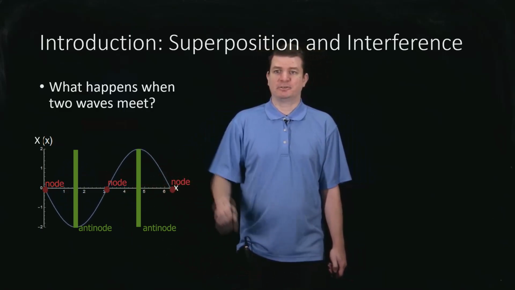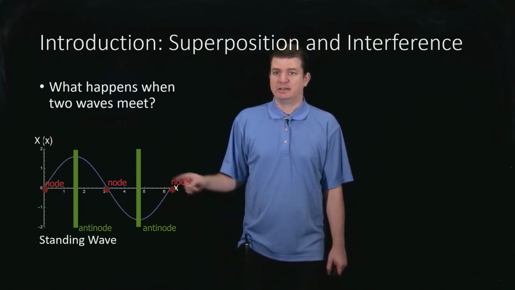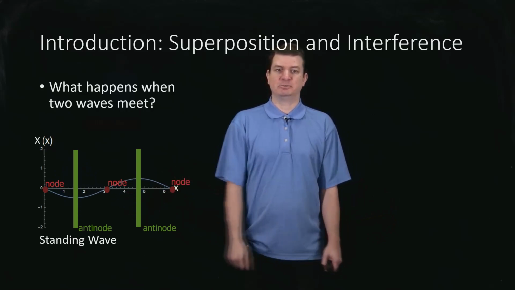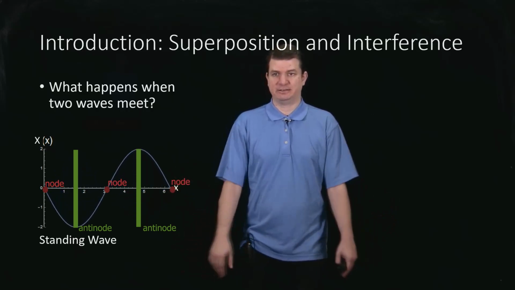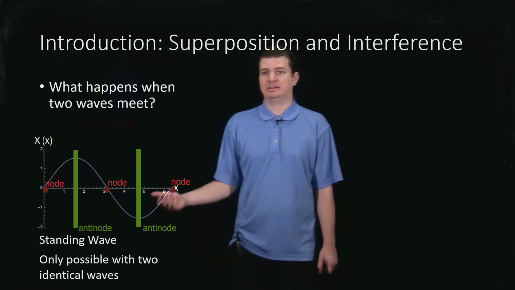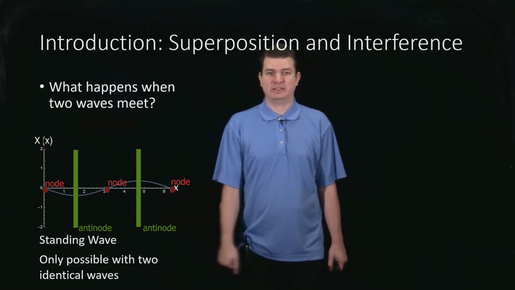Okay, and this whole thing is called a standing wave. It's called a standing wave because, as you see, this thing, which is the superposition of two moving waves, is not moving in itself. So we call it a standing wave. It is only possible to create a beautiful standing wave like this when you've got the two identical waves.